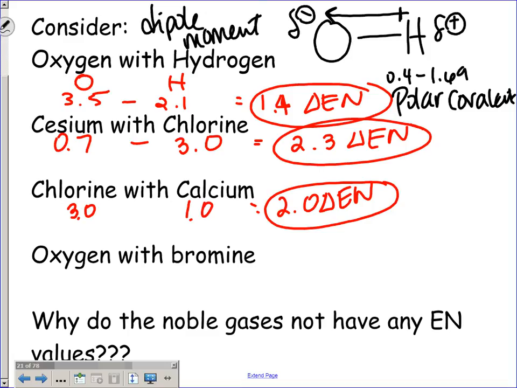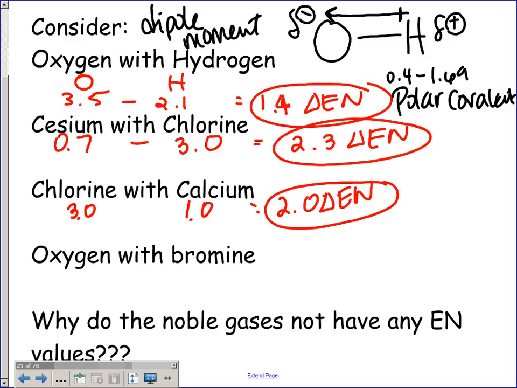I hope that you're writing down some of these examples, because it's going to be hard to remember unless you're a photographic memory person. All right, so that's our oxygen to hydrogen. Looking at the electronegativity differences, we saw it was polar covalent, and then we tried to describe it in a pictorial manner. Same thing with cesium and chlorine.